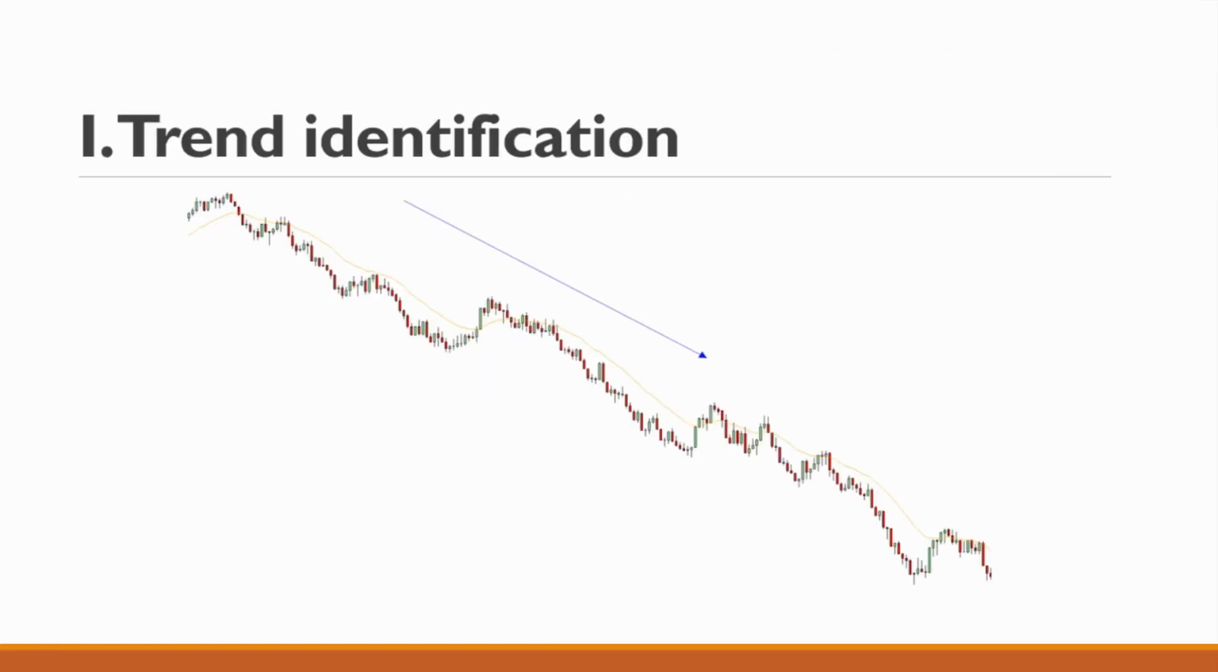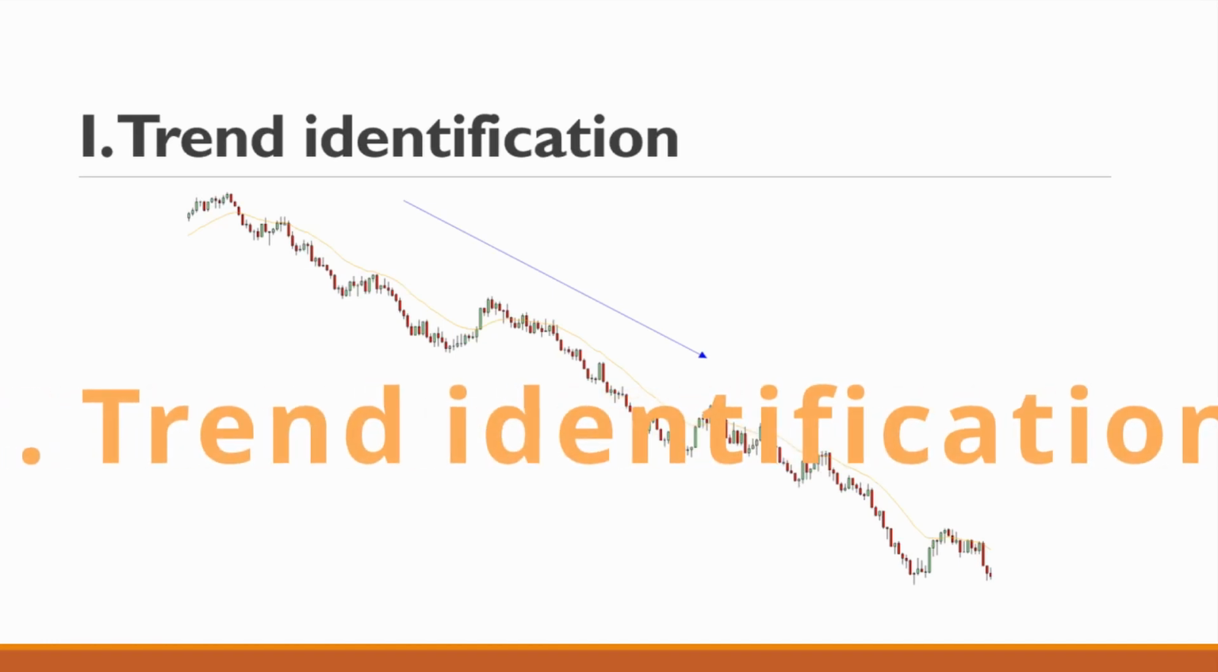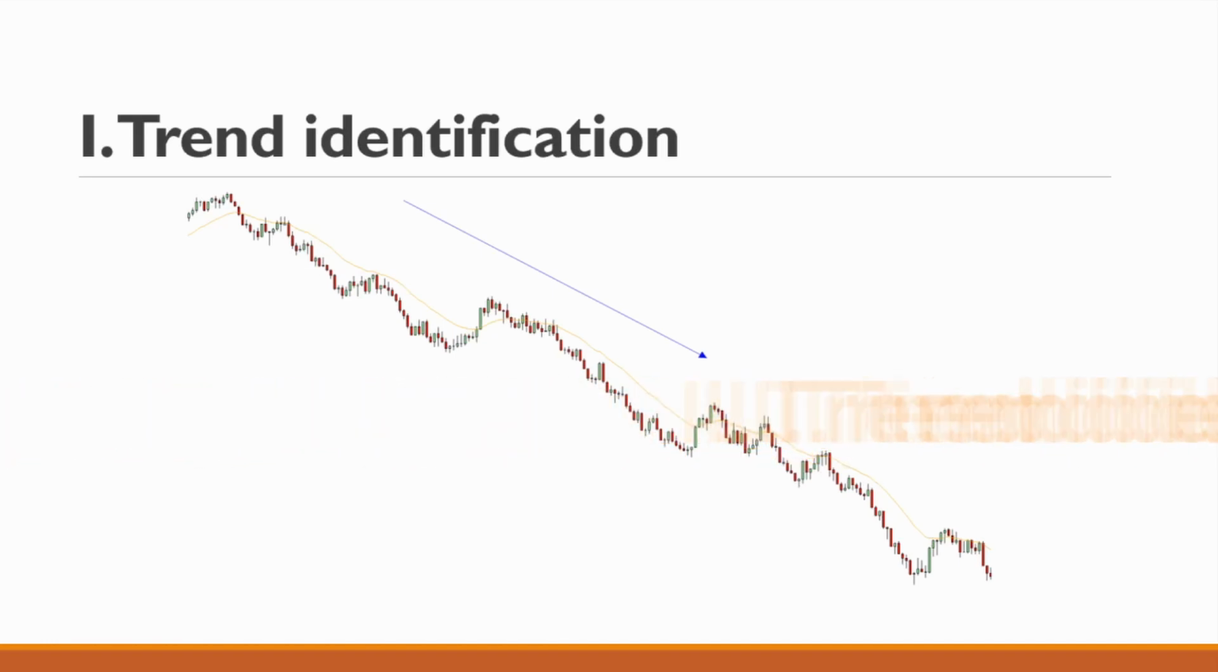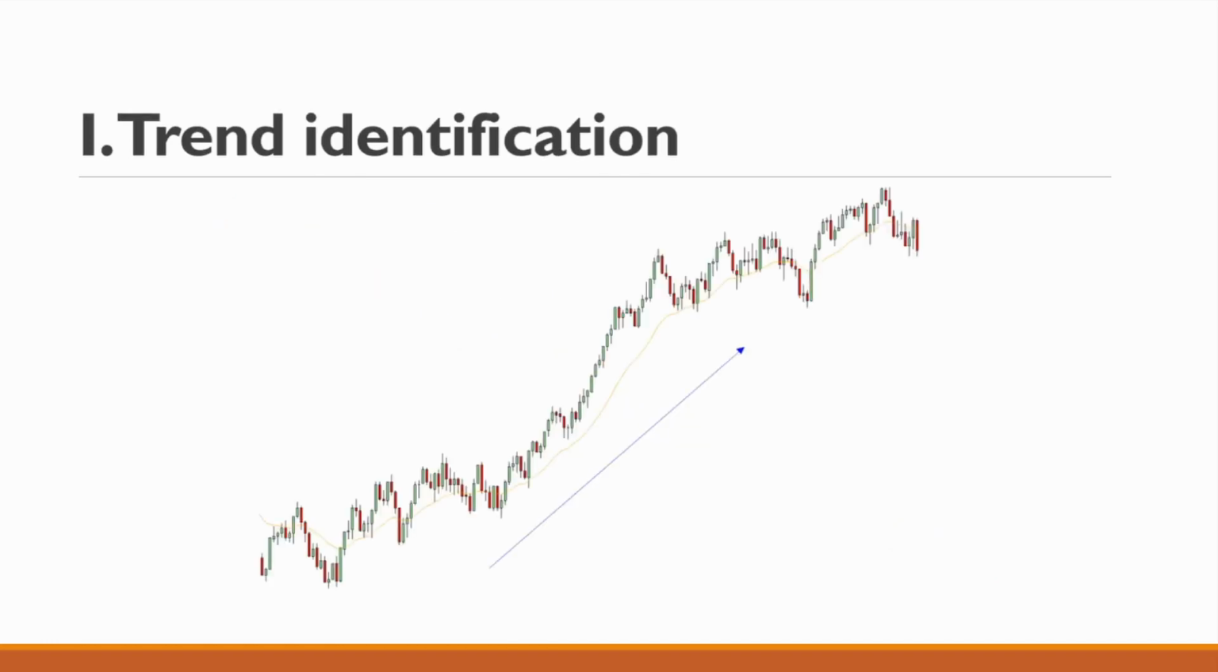The first way how you can use moving average to your advantage is the trend identification. When the EMA is pointing down, the trend is bearish. That means the market is making lower highs and lower lows, and you should be only looking for opportunities to sell. When the EMA is pointing up, the trend is bullish. That means the market is making higher highs and higher lows, and you should be only looking for opportunities to buy.